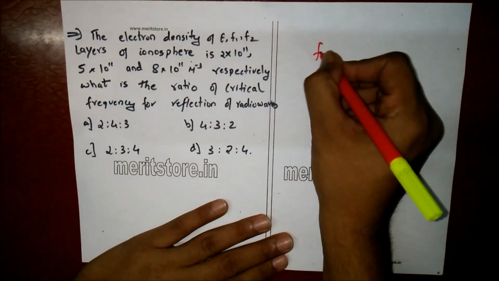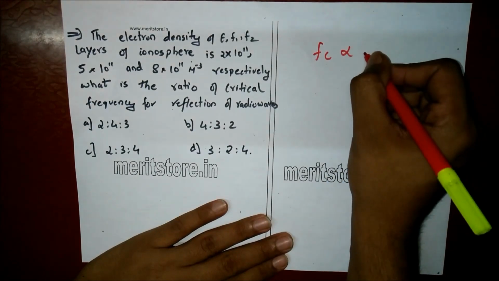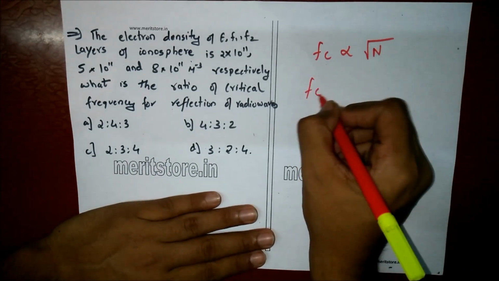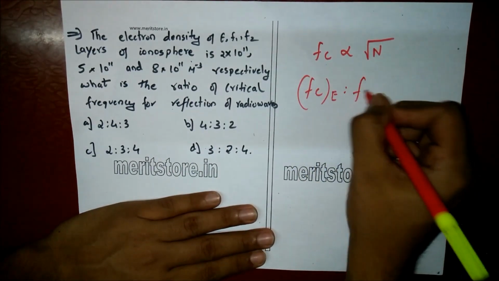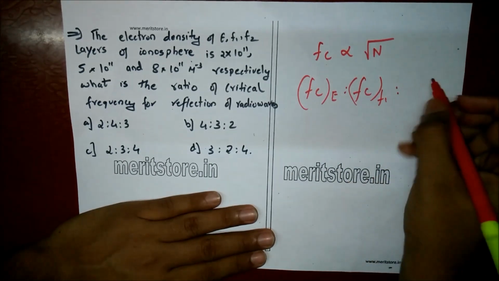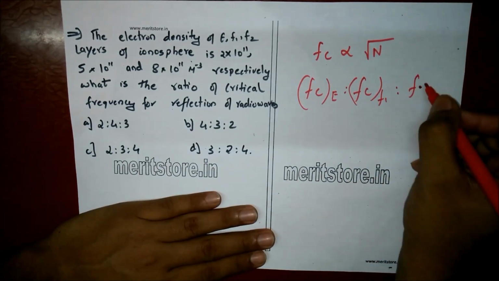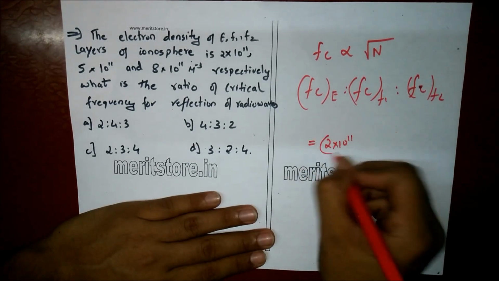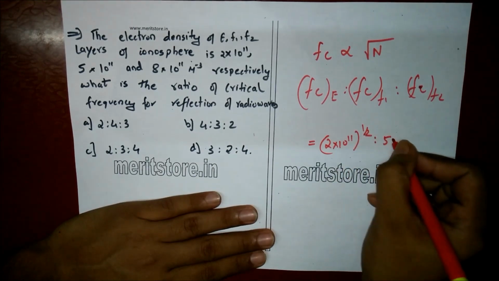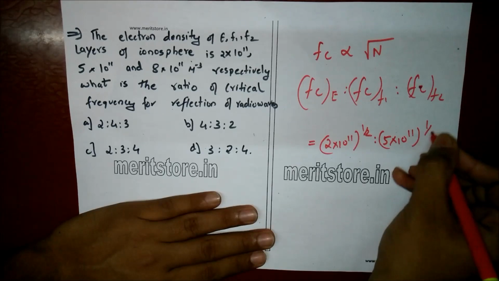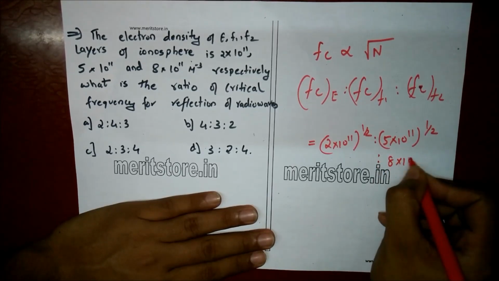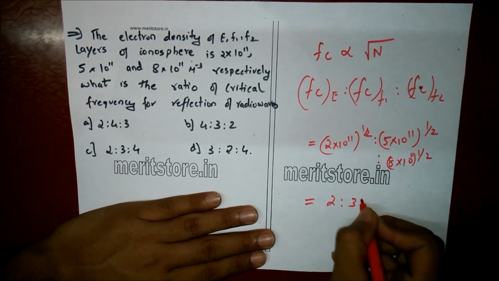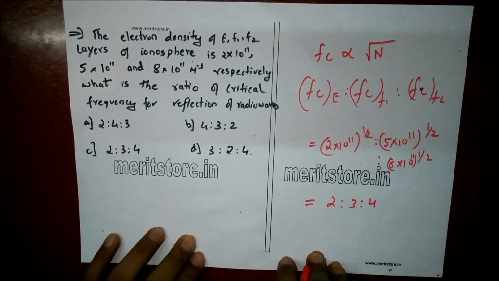Now, we know that the critical frequency Fc is directly proportional to the square root of n, which is the electron density. So, critical frequency of E is to critical frequency of F1 is to critical frequency of F2 will be equal to 2 into 10 raised to 11 raised to half is to 5 into 10 raised to 11 raised to half is to 8 into 10 raised to 11 raised to half, which will be equal to 2 is to 3 is to 4. Therefore, the correct answer is option C.